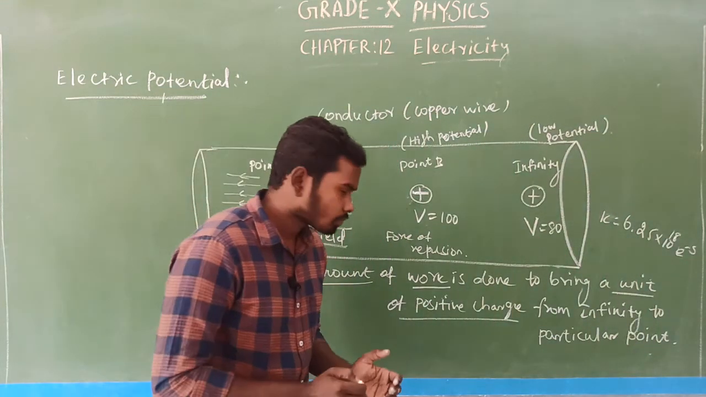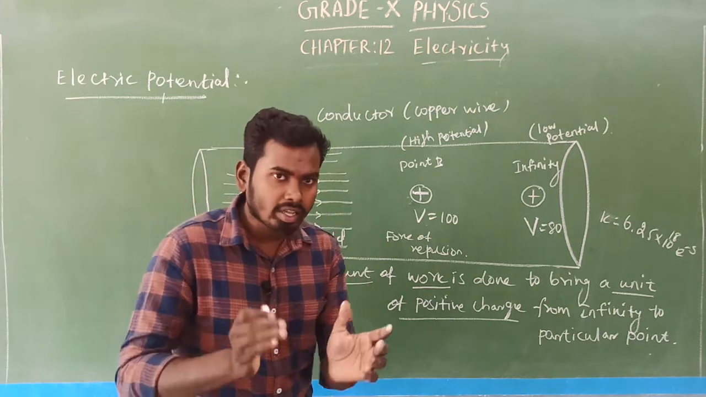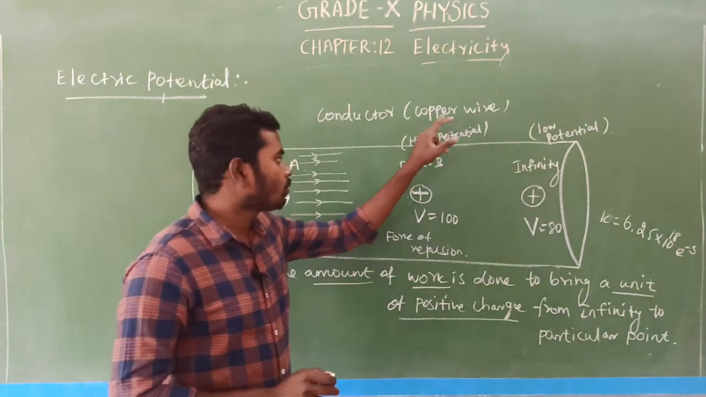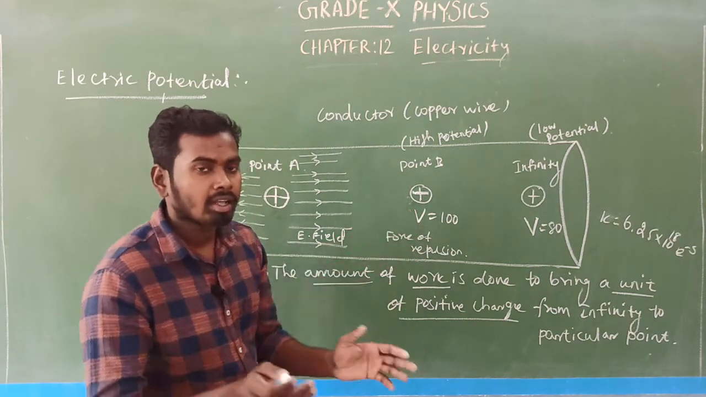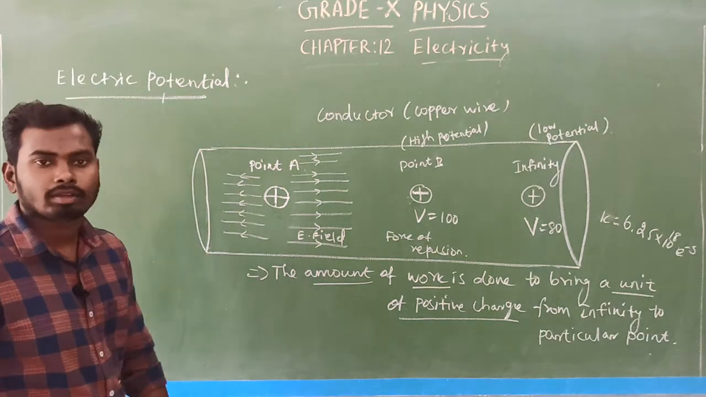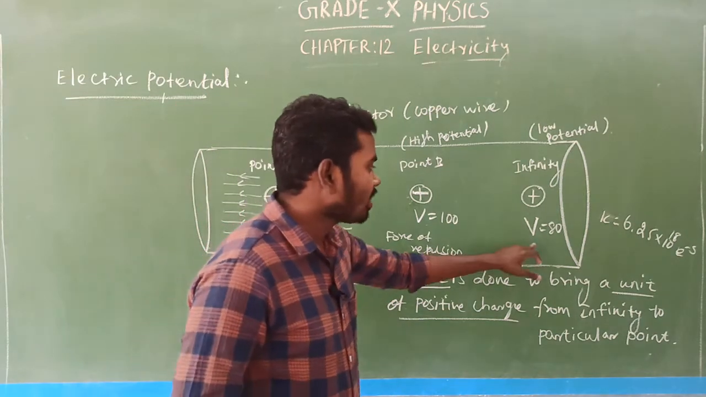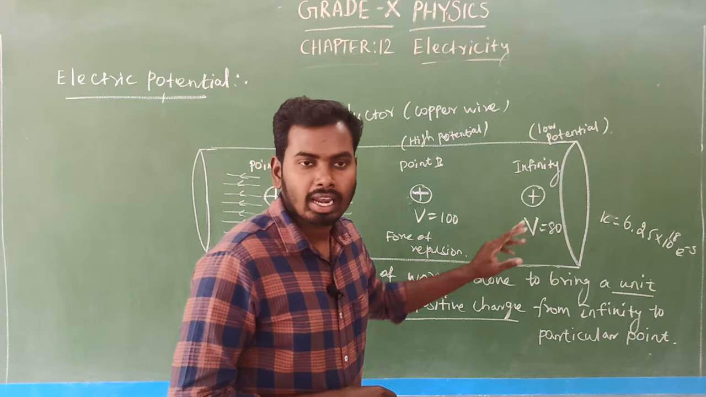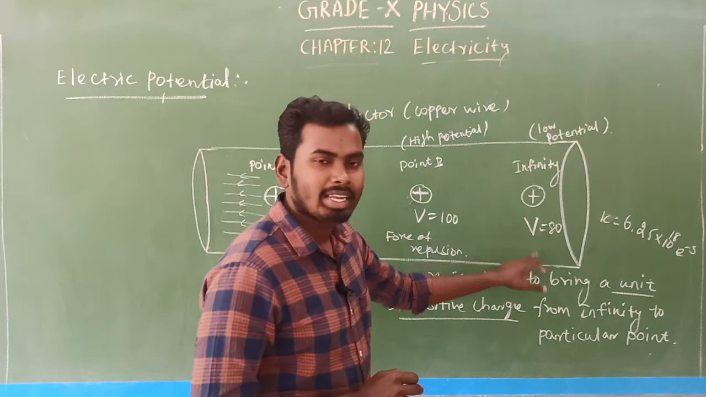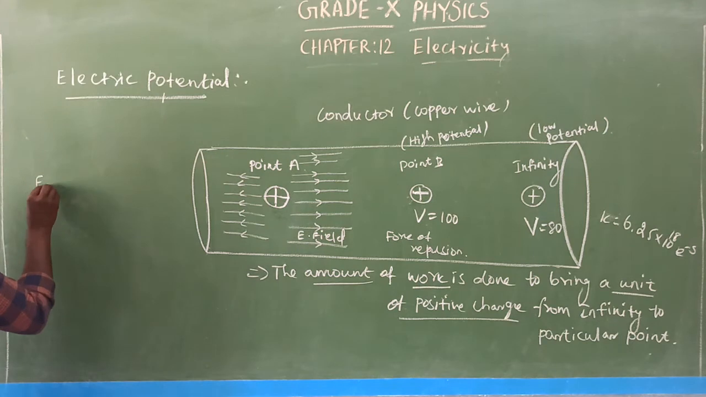Okay, so here how much amount of work is done? Note this point. How much amount of work is done to bring 1 coulomb of positive charge from infinity to any particular point, that is called electric potential. Is it clear? It's very easy. Electric potential is denoted by letter capital V. Because electric potential and potential difference unit is volt, that is the reason why it is mentioned by V. Is it clear? Yes. So look at here, come to here. So electric potential.